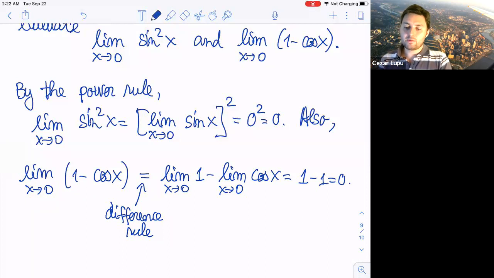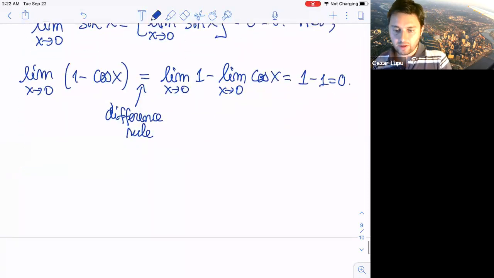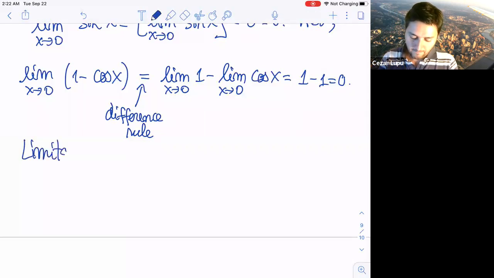And now let me tell you something about the limit of trigonometric functions. A few things. Limits of trigonometric functions.